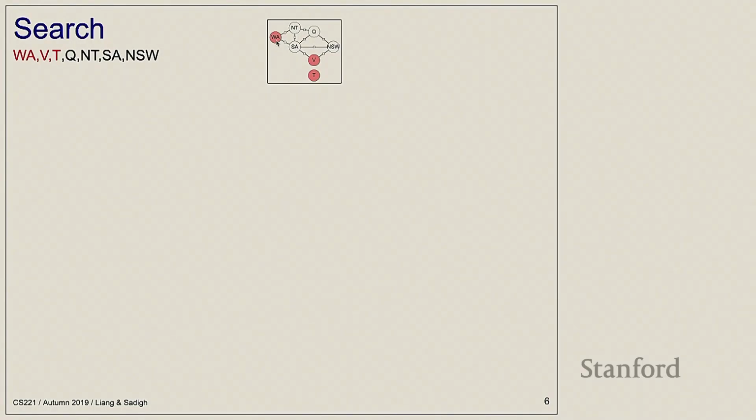We have WA, and we have V, and we have T. I think T is Tanzania, Tasmania. I'll work on my geography. But we color them all red, right?